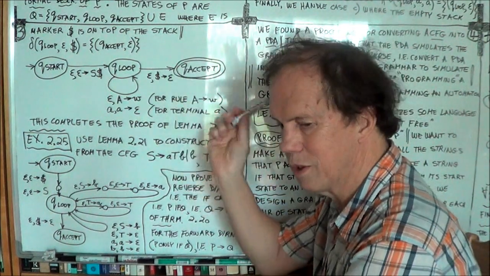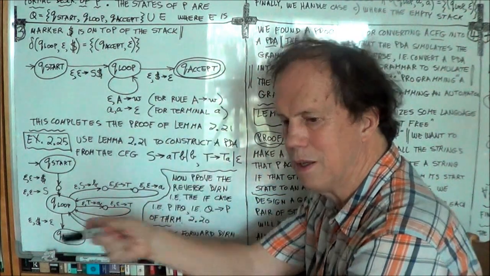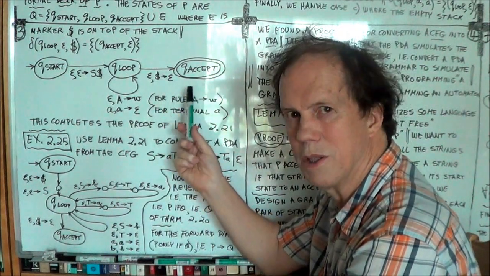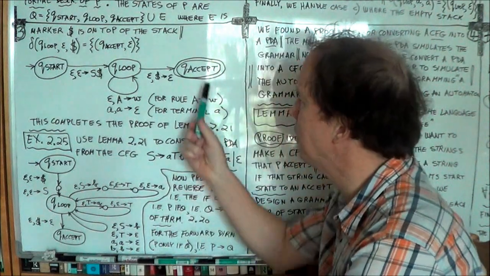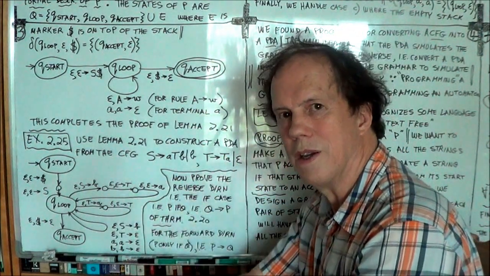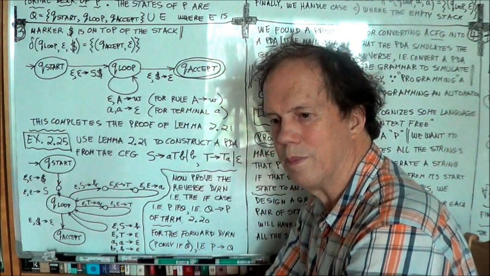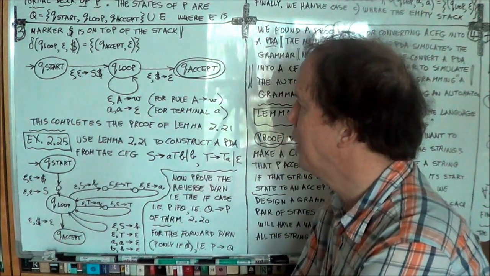Okay, so you're just left now with a totally empty stack, and you're in the accept state, and that's the end of the input string. And since it's an automaton, it terminates in an accept state, and therefore that input string has been accepted by the automaton.